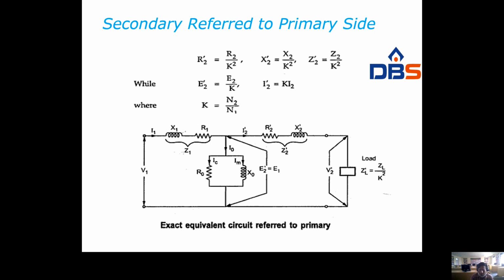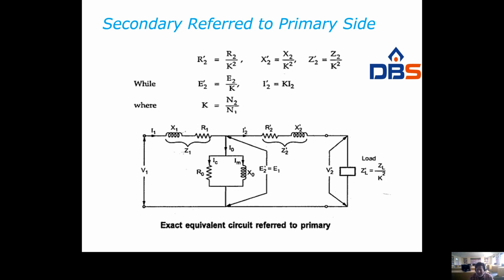First of all, we have to refer to the primary side. Referred to primary means we don't change the primary parameters. Primary parameters keep the same values, that is primary resistance and primary reactance, R1 and X1 are the same. Now, to transfer the secondary resistance and secondary reactance to primary, that is called refer to primary.